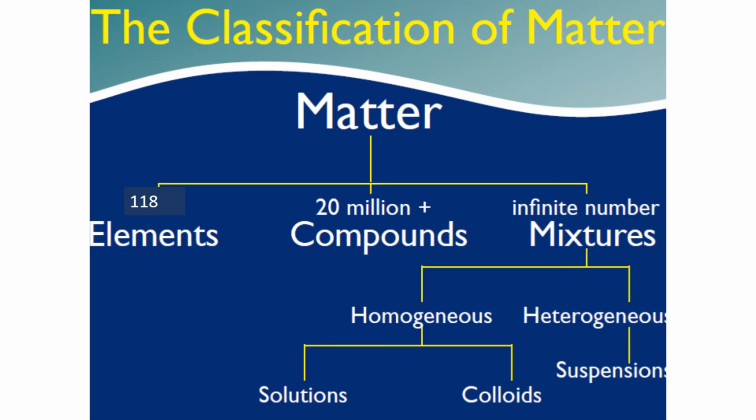All right, quick review. We have matter. We have the elements that make up all the matter in the universe, which make up 20 plus million compounds. And then you have mixtures. Mixtures are heterogeneous or homogeneous. Homogeneous mixtures don't need to be shaken. You have solutions that do not scatter light, and colloids that do scatter light. In heterogeneous mixtures, you have suspensions that need to be shaken, which generally scatter light or stop light completely because they're so dense.